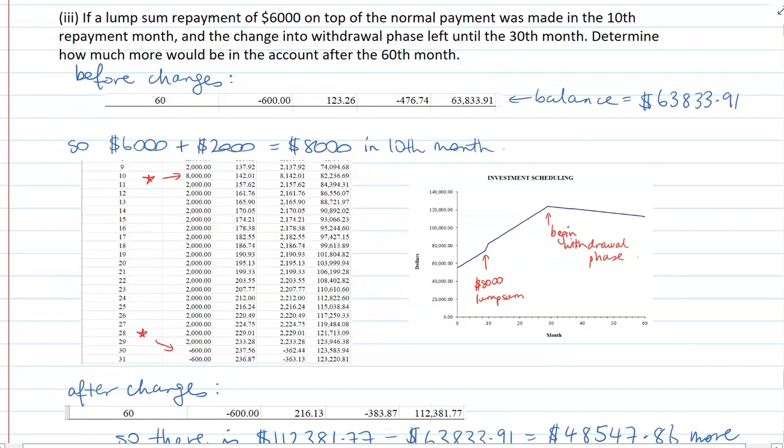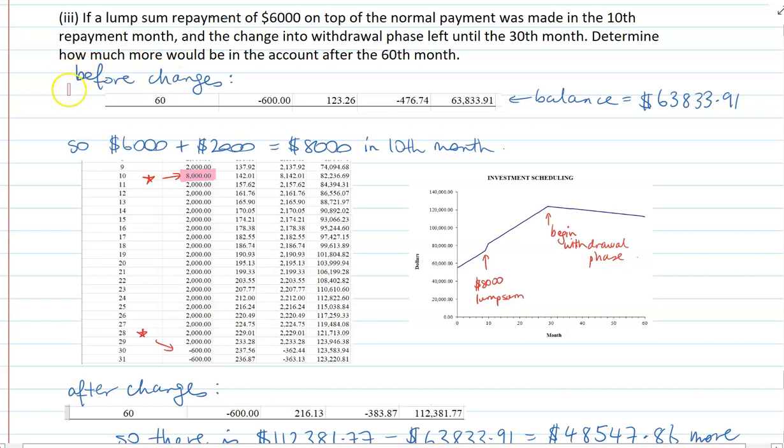For the third part, if a lump sum repayment of $6,000 was made in the 10th month and the change in withdrawal phase left until the 30th month, determine how much more would be in the account after the 60th month. Okay, so we've made a lump sum deposit of $6,000 on top of the normal repayment in the 10th month.